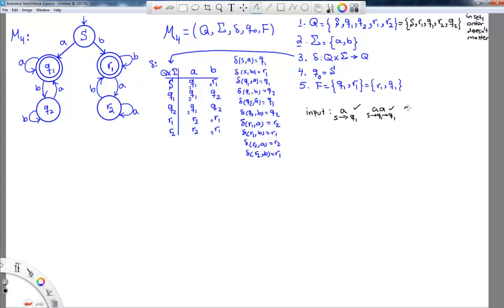What if it's an AB? We start in S, go to Q1. With B, we go to Q2, so AB is rejected, right? Now, what about ABA? We start in S. With A, we go to Q sub 1. With B, we go to Q sub 2. With A, we go back to Q sub 1, so we accept it.